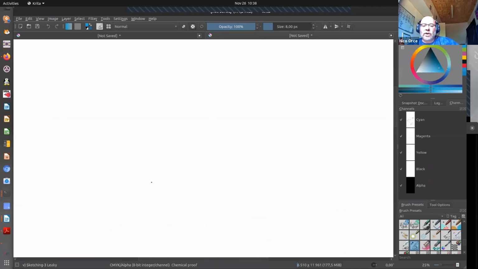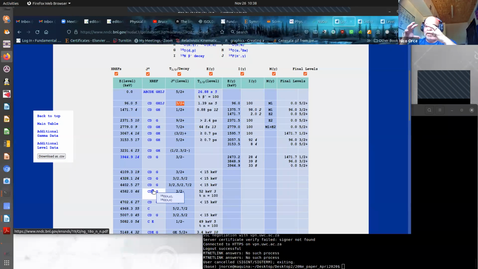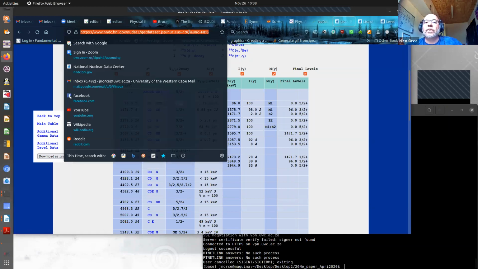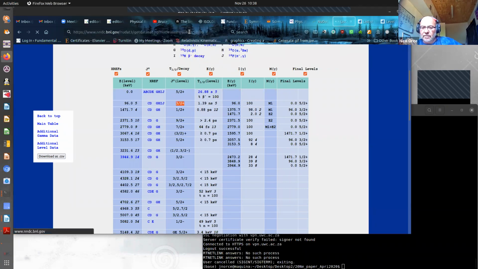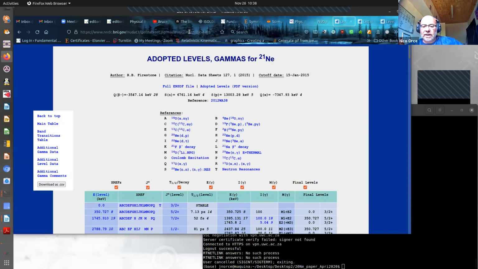And now let's move on and see what happened with neon 21. Let's keep going inside, farther away from the magic numbers, right? We keep playing, and this is the way we learn. We want to make the shell model fail, because when it fails, we see that there's some other physics that we are not considering. We make it fail. So let's see the 3/2, 5/2 neon 21.